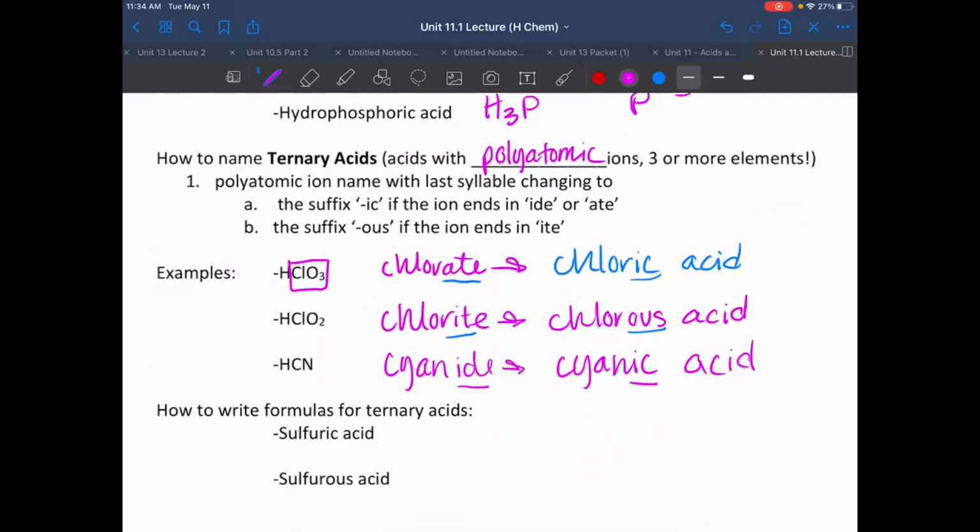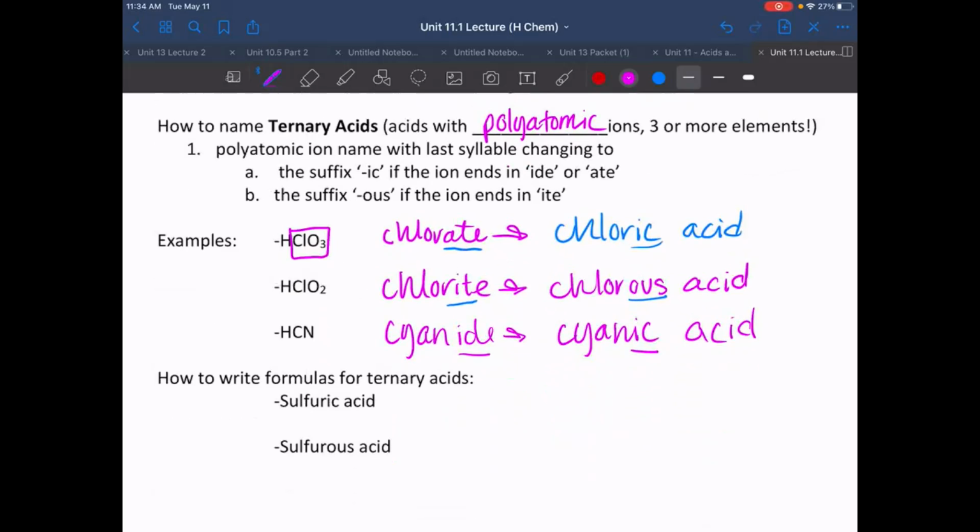I think it's a little bit harder to go from the name to the formula. I just grabbed a couple easier examples here, but if you have sulfuric, what ending are we going to have for our polyatomic ion then? Ite or ate. And so if you looked at your table, you'd see sulfate, and you know sulfate is an SO4 minus 2. So in order for it to be an acid, we add as many hydrogens as the charge here. So our final formula would be H2SO4.